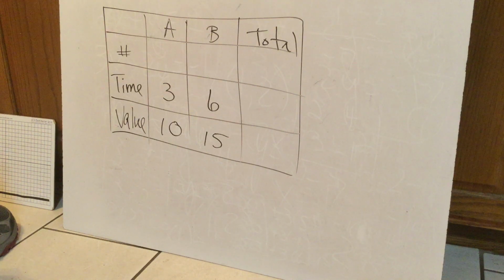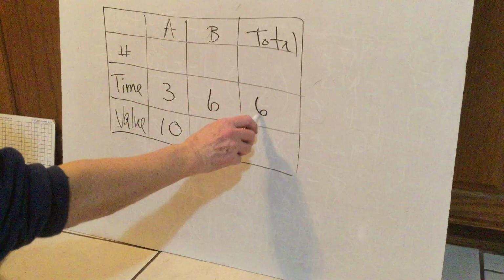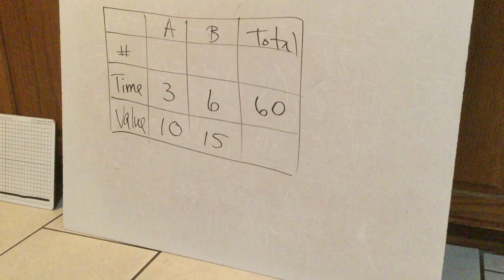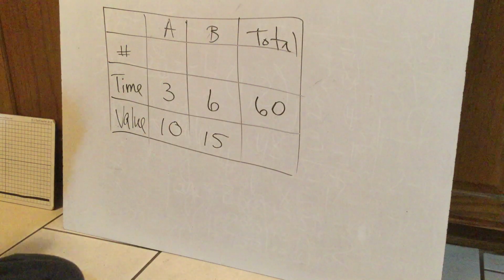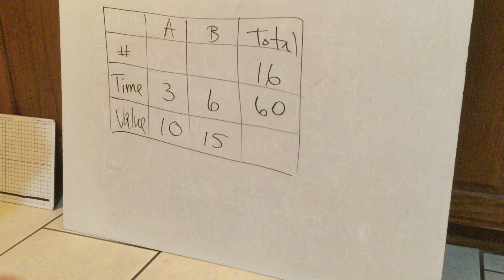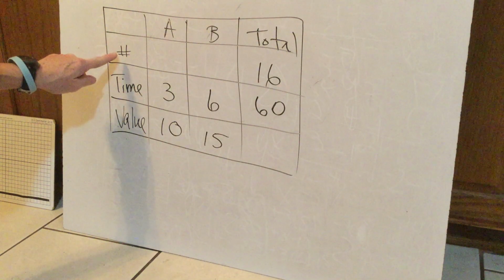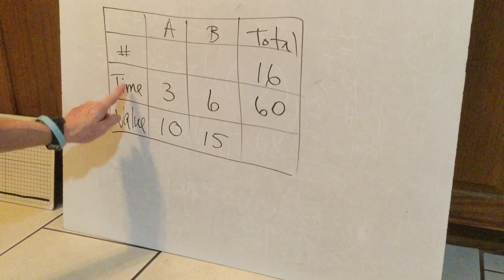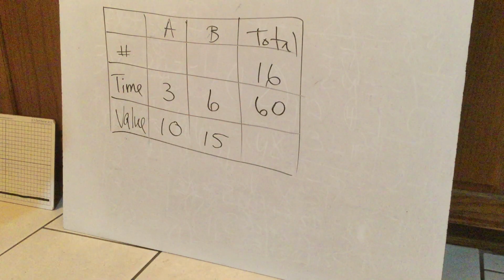The total time allowed is 60 minutes. So the total time is 60 minutes. You may not answer more than 16 questions. So the total number of questions can't be more than 16. The number of questions, the total is 16. The total time is 60.